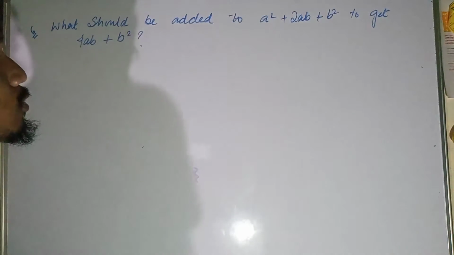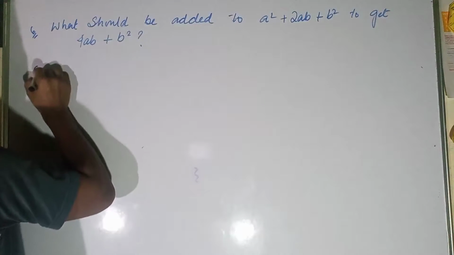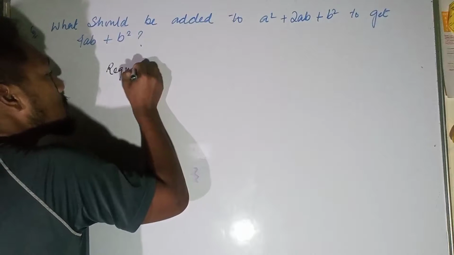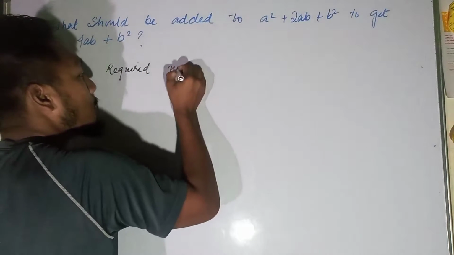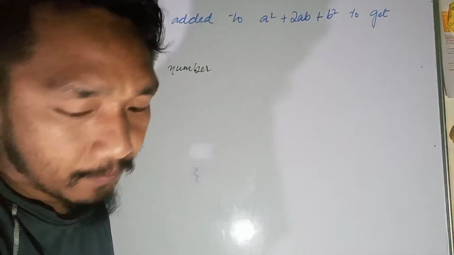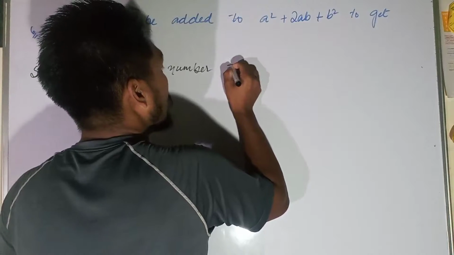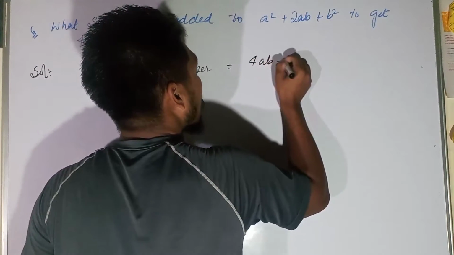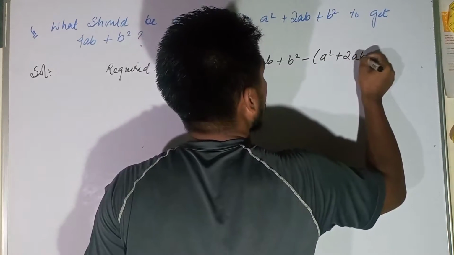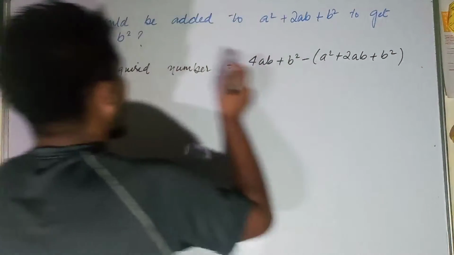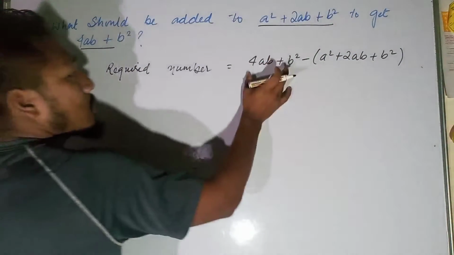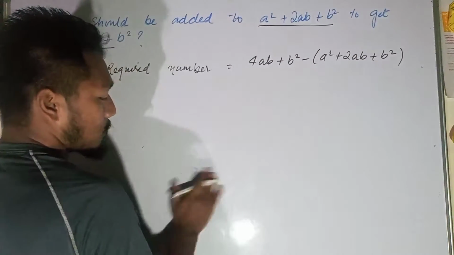What should be added to this? So the solution here is: the required expression is equal to 4ab plus b squared minus a squared plus 2ab plus b squared. That means we have to write this one first and this one second, and subtract in this way.